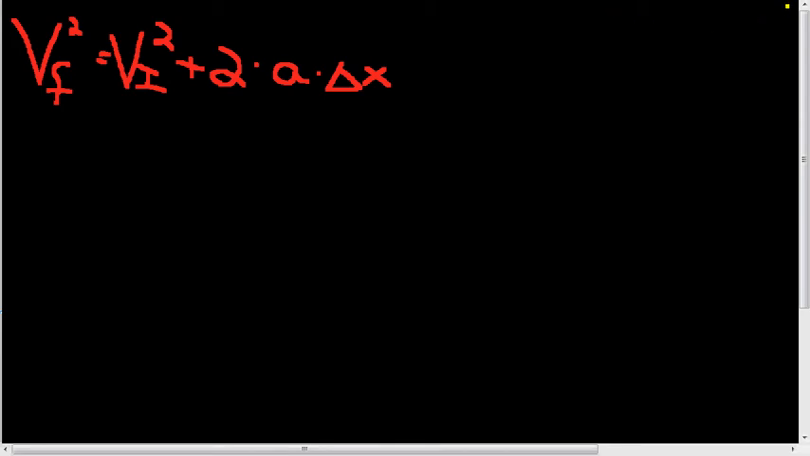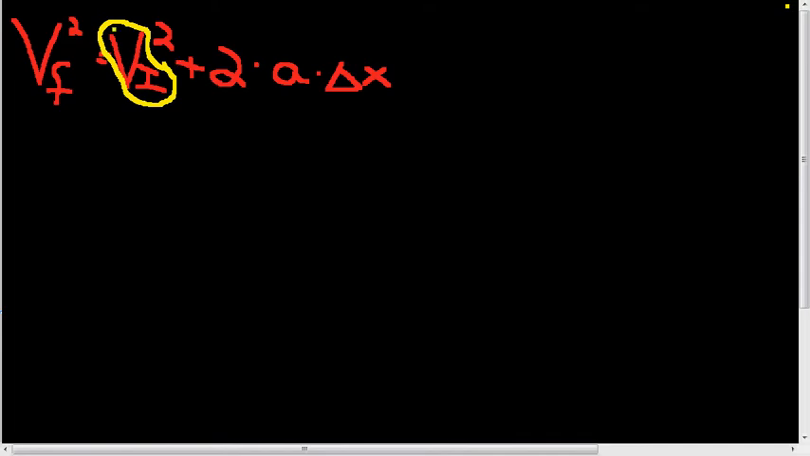Here we have one of our kinematic equations. In this video we're going to take this equation and solve for one of the variables other than the final velocity. Today we're going to be talking about how to get the initial velocity by itself, or how to solve this equation for the initial velocity.